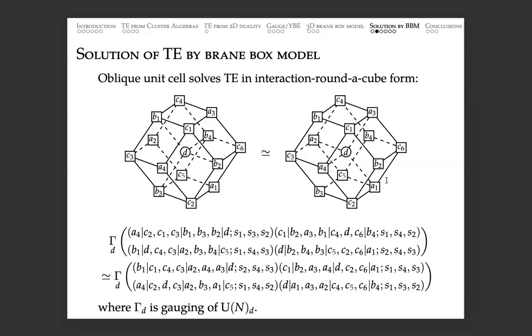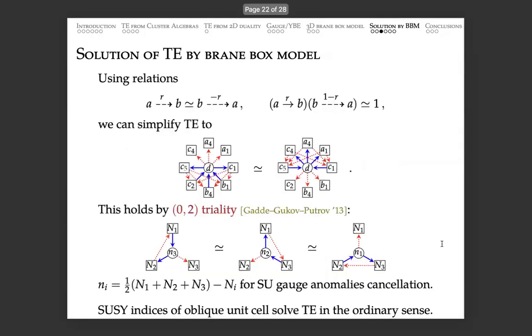Or you can glue 4 unit cell theories in a different way according to the right-hand side of the tetrahedron equation. If the tetrahedron equation is satisfied by this unit cell theory, then you should find an equivalence between these 2 theories. That's going to be the statement of the tetrahedron equation solved by this unit cell theory. You can just check that this is actually true.